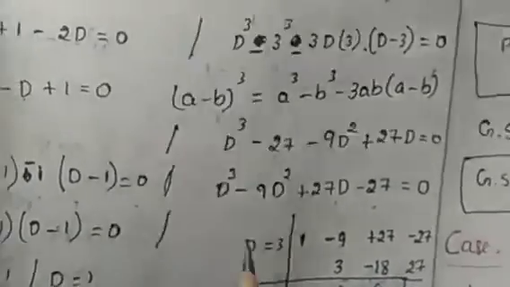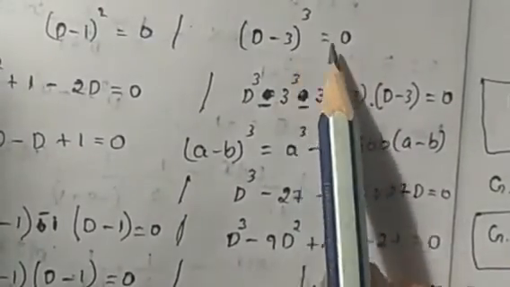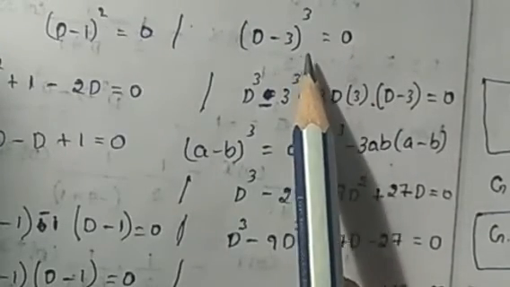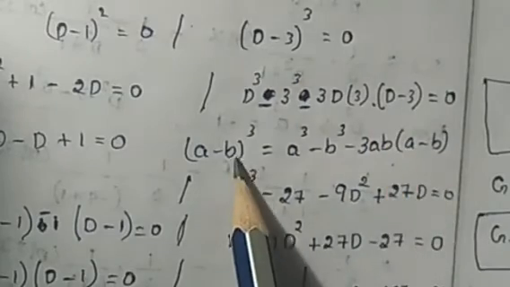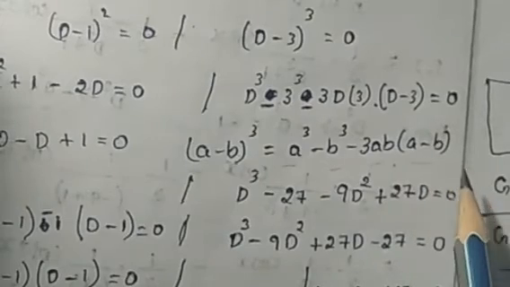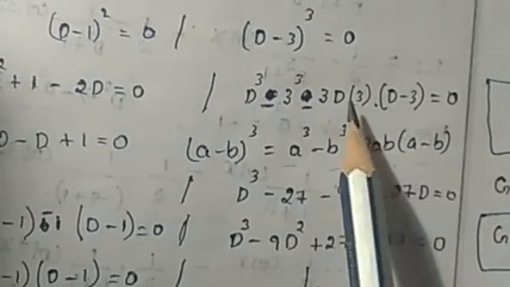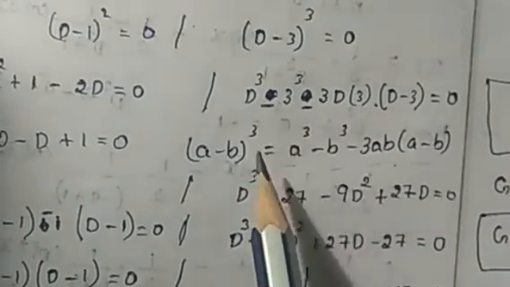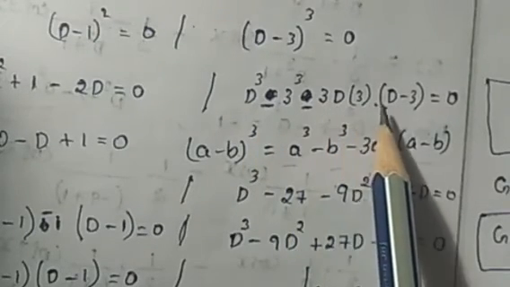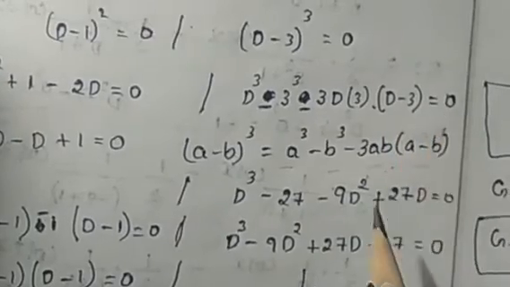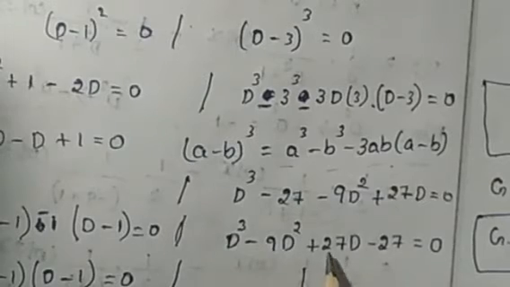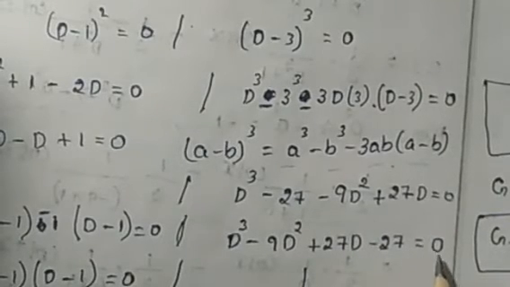Similarly, (d minus 3) whole cube is equal to 0. This is of the form (a minus b) whole cube, and we have the formula: (a minus b) whole cube is equal to a cube minus b cube minus 3ab into (a minus b). Applying this, we get d cube minus 3 cube minus 3 d 3 into (d minus 3) is equal to 0. Solving, d cube minus 9d square plus 27d minus 27 is equal to 0.